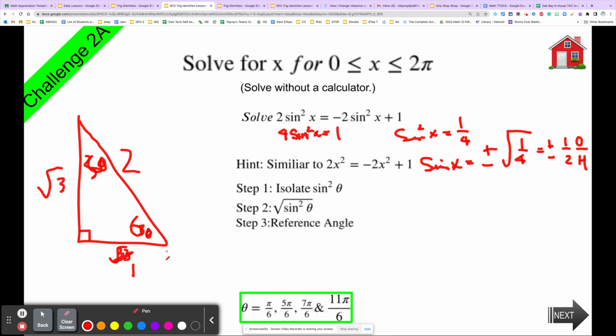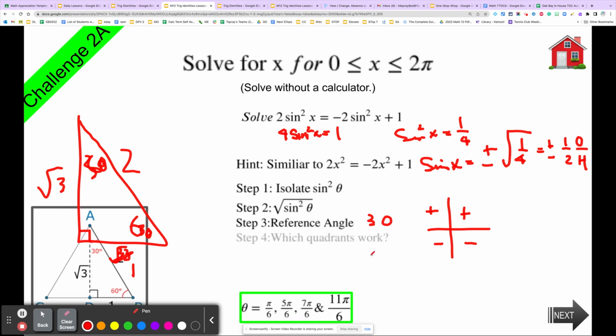So if the opposite side is 1, that must mean that the reference angle is 30. So the reference angle is 30 degrees. Then we have to check quadrants. I know that sine is positive in the top 2 and negative in the bottom 2. So when sine x is positive 1/2, we're going to be in the top 2 quadrants at 30, and remember the reference angle will be the same.